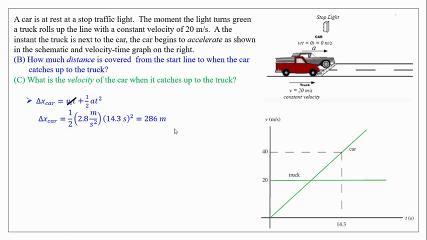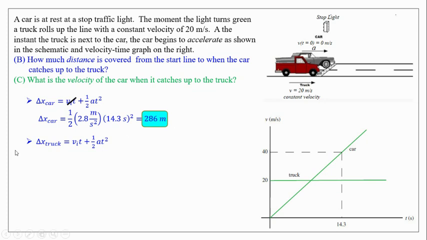Now, again, you don't have to use the function for the car. You can actually use the function for the truck. It'll work out both ways because they've traveled the same amount of distance. So they've covered the same amount of distance in the same amount of time. It's what it does in between that's varying, okay?